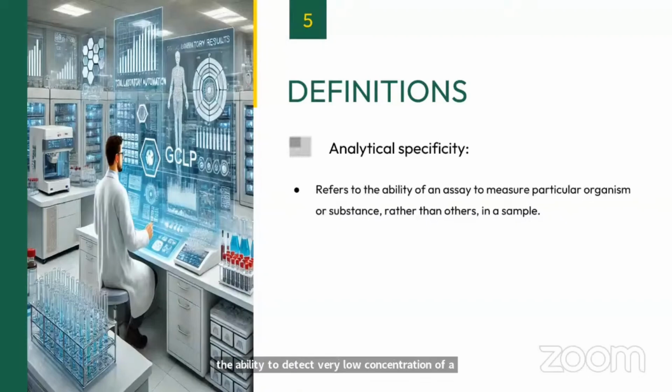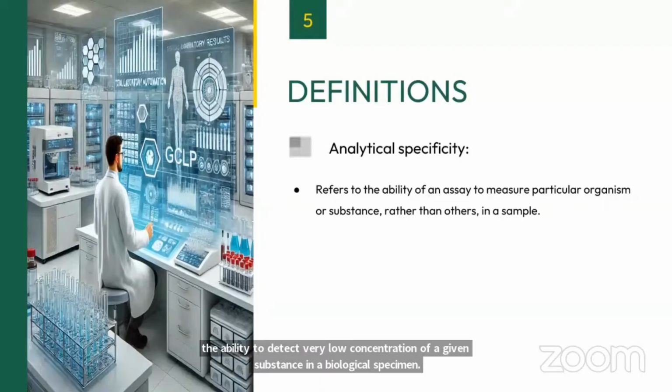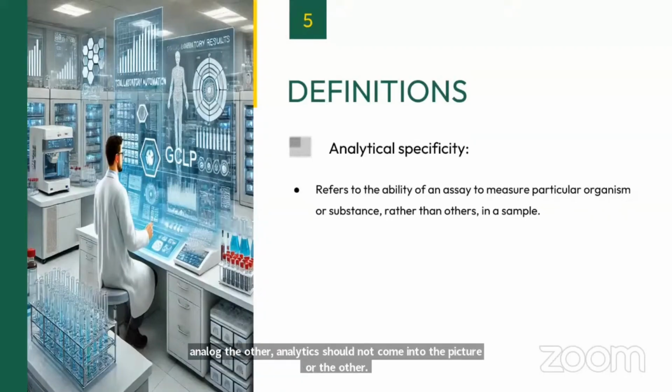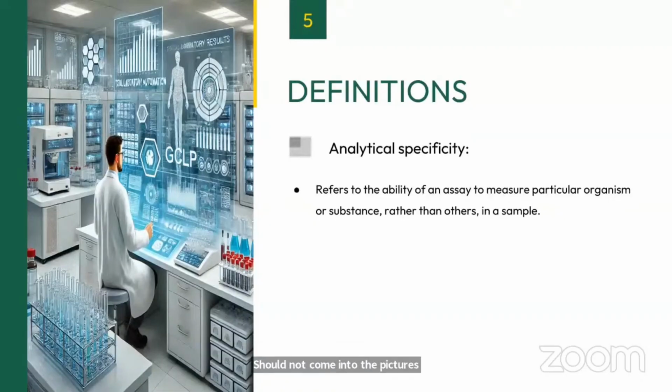Now, after analytical sensitivity, there is analytical specificity. So what is meant by specificity? If you are going to measure one specific analyte, the other analytes should not come into the picture. So to avoid that, you should have a very high specificity. So that is analytical specificity. It refers to the ability of an assay to measure a particular organism or substance rather than others in that sample. So other analytes, other organisms should not interfere or should not come into the picture. That is the analytical specificity.